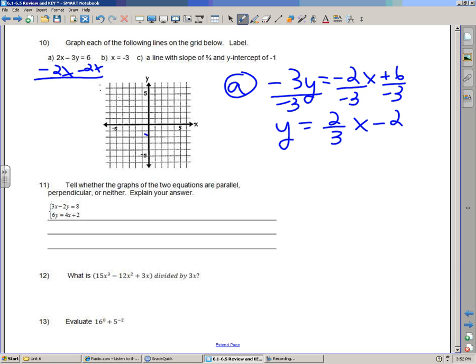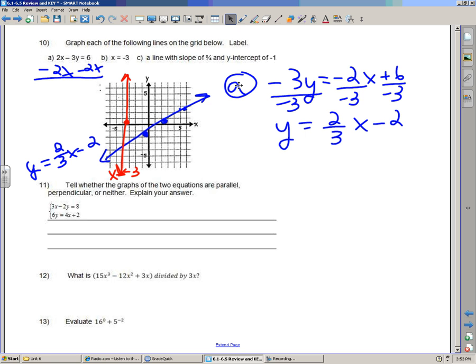So I'm going to begin down here at negative 2 on my y-intercept, go up 2 over 3. Again, I'm not oriented very well. So then I'm going to graph my line with arrows on either end. And I'm going to label this as y equals 2/3 x minus 2. My second line is my vertical line at negative 3. So I'm going to go to negative 3, and I'm going to draw a vertical line. I'm going to label this x equals negative 3.